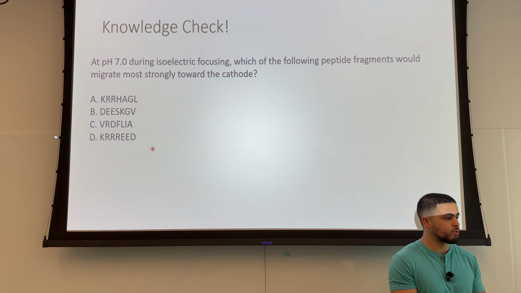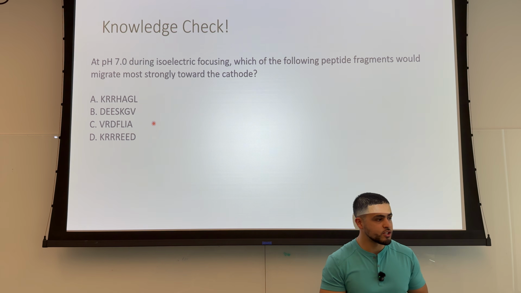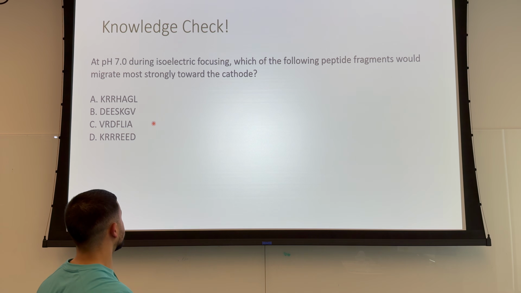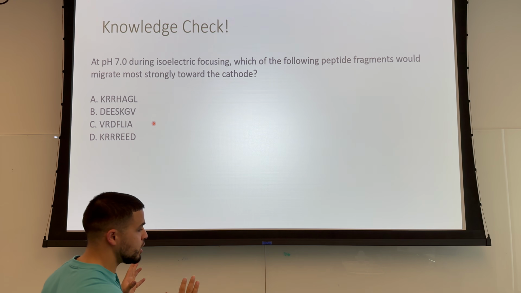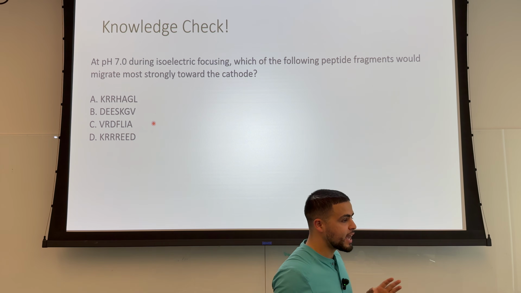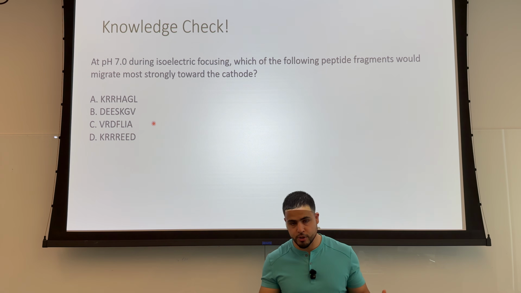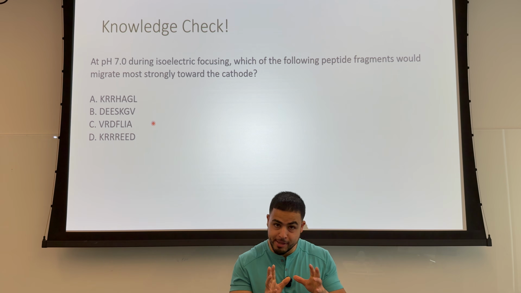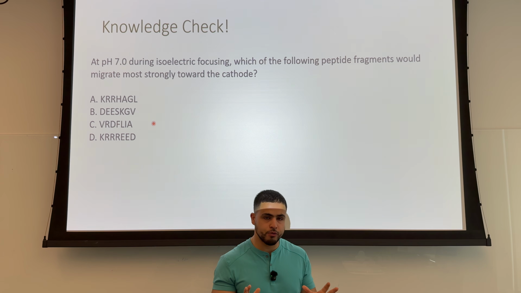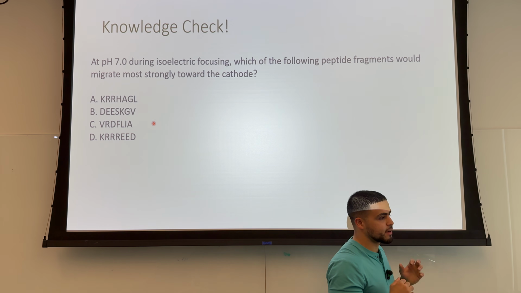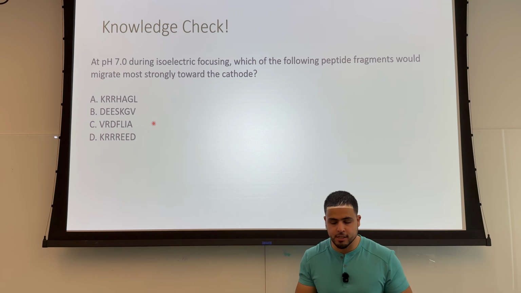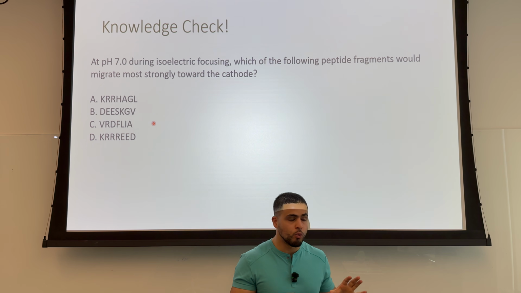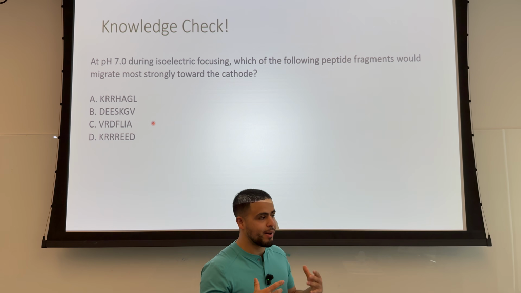Okay, so our final question here. At a pH of 7, during isoelectric focusing, which of the following peptide fragments would migrate most strongly towards the cathode? So in the case of electrophoresis or isoelectric focusing, the cathode is actually the negative electrode. So it can be a bit tricky over there, but just remember, for electrophoresis, the cathode is the negative electrode. So in other words, what this is asking you is that at physiologic pH, which of the following peptide fragments will have the highest overall positive charge?